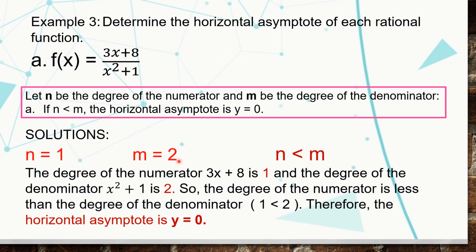m equals 2. So, kung i-compare natin ang 1 and 2, mapapansin natin na yung n is less than m or 1 is less than 2. Sa ating condition, kapag ang n ay less than m, ang ating horizontal asymptote ay automatic equal to 0. Therefore, ang ating horizontal asymptote sa function na to ay 0.